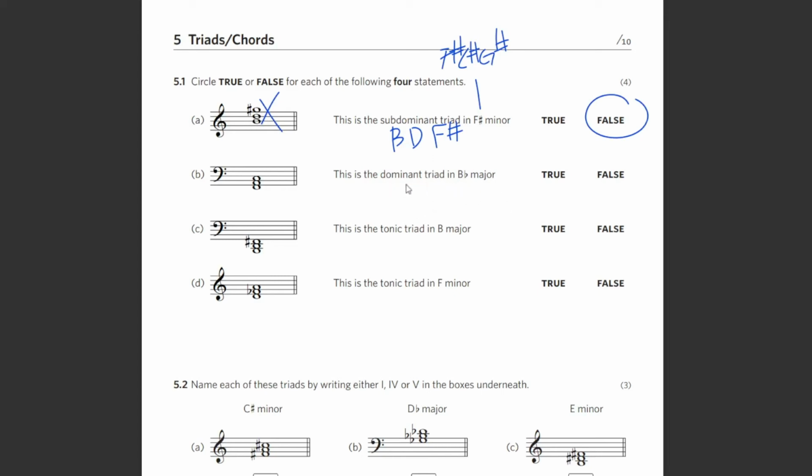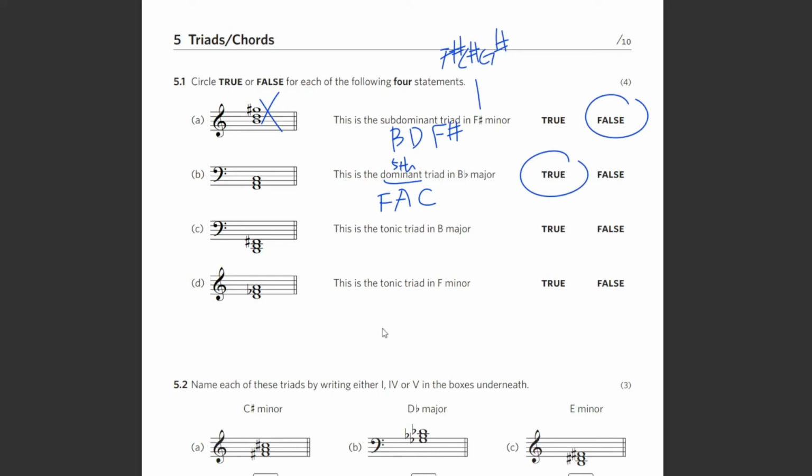Okay, next, B flat major dominant triad. So B flat, the dominant means fifth, right? So B flat, C, D, E flat, F. So F is the dominant note. So the tonic triad is F, A, C. F, A, C. Correct. So it's true. Okay, so for B, the answer is true.